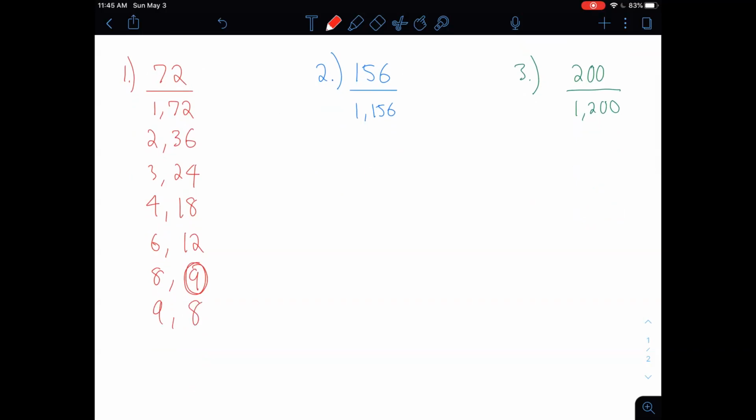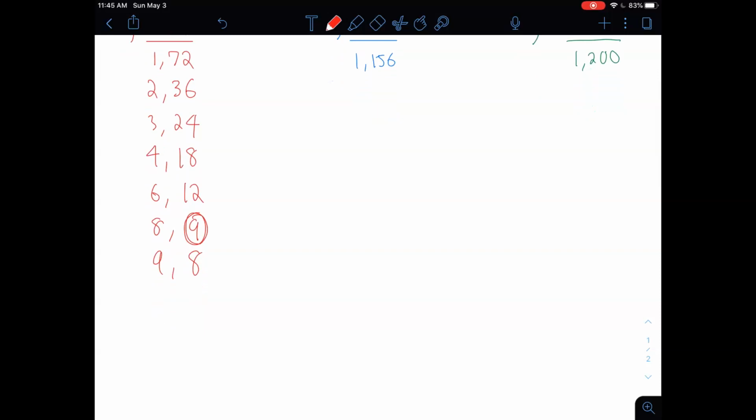No, we don't. What's going to happen is after a while, we're just going to be flipping these. So these are going to flip around. These are going to flip around. We're going to do 9 and 8. We'll do 12 and 6. We don't need to list them twice.